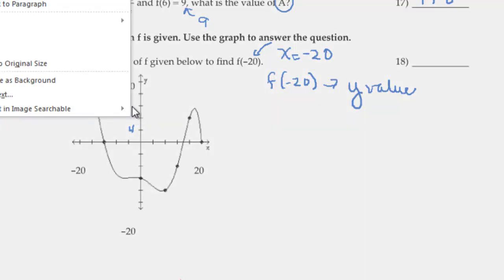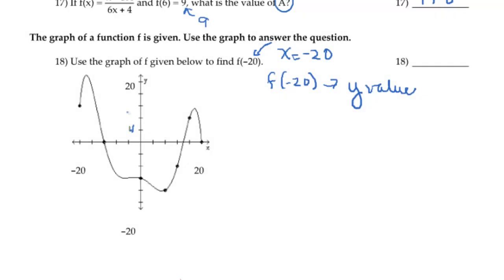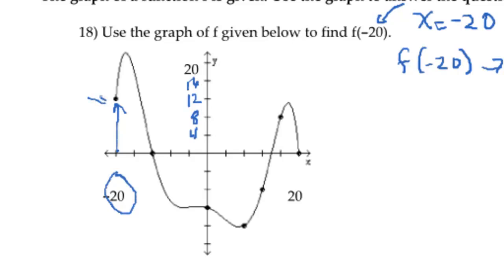This is 4, 8, 12, 16, and 20, so each tick mark is worth 4. We're looking for x equals negative 20, so here's x equals negative 20 right here. We go up to the function, and there's a point right there when x is negative 20. We're asking for the y value of that point. If you look straight across, you notice that the y value is 12. So f of negative 20 is 12. You're reading the graph to find the y value.